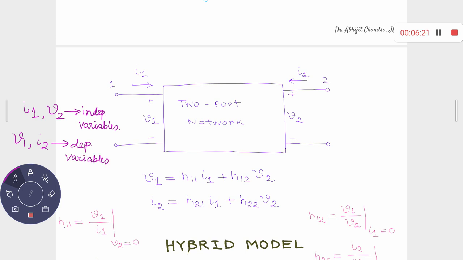So therefore, what I can write, V1 is equal to some constant times I1 plus some constant times V2. V1 is some constant multiplied with I1, because I1 and V2 are considered to be independent variables, and V1 and I2 are corresponding dependent variables, which will depend on the values of I1 and V2. Similarly, I2 can be represented as a constant times I1 plus some constant times V2. So these constants are different.